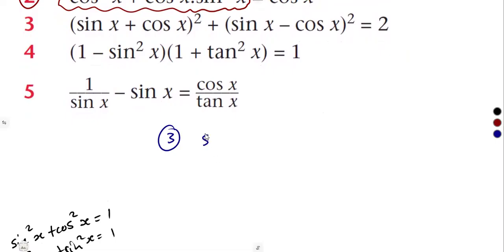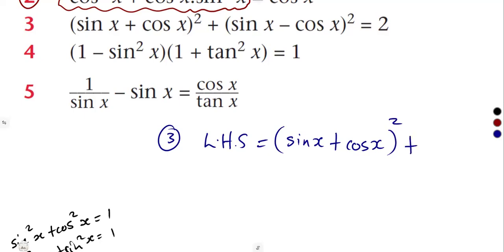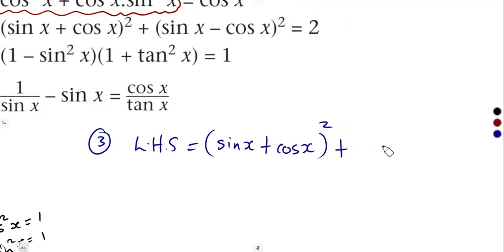The sine is squared. All right. Number 3, I'm just going to choose the left-hand side, guys. As you can see, all these terms are equal to 2. The left-hand side is more complicated. So the left-hand side is equal to what? Sine of x plus the cos of x, squared, plus the sine of x minus the cos of x, squared.